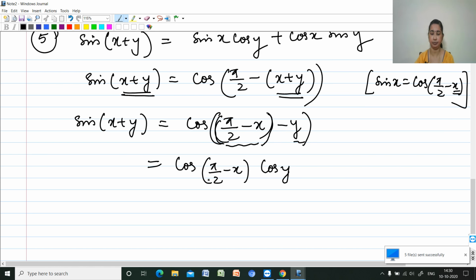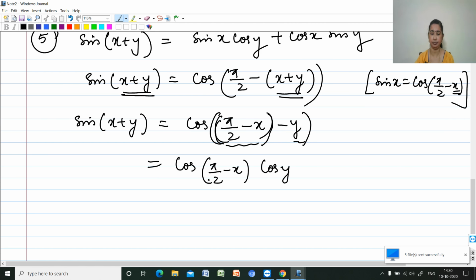Now in the same way, for the sixth one, we can replace y by minus y. What answer are we getting? Instead of y, replacing by minus y, this identity becomes sine of x minus y is equal to sin x into cos of minus y, which is again cos y, plus cos x into sine of minus y, which is minus sin y. So minus cos x into sin y. This is another identity, for sine of x minus y.